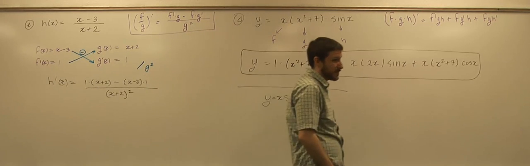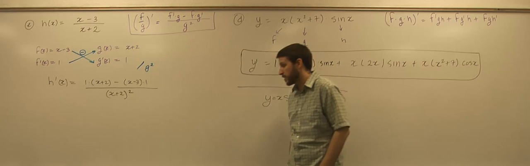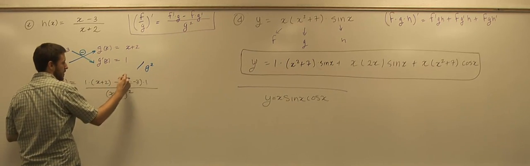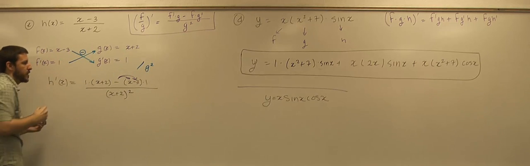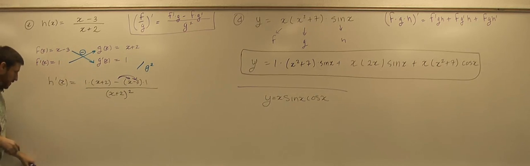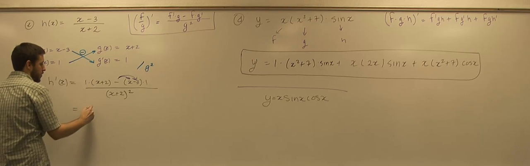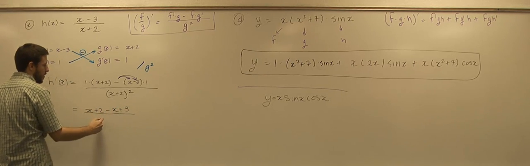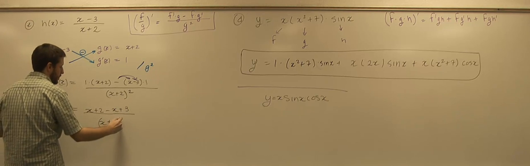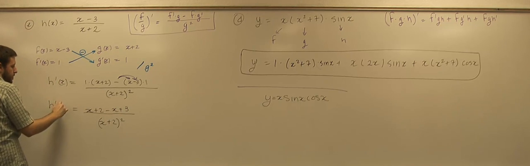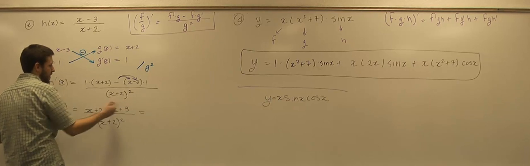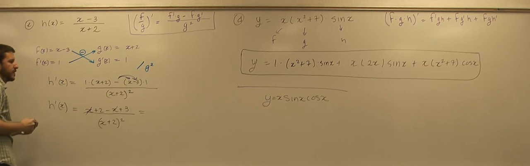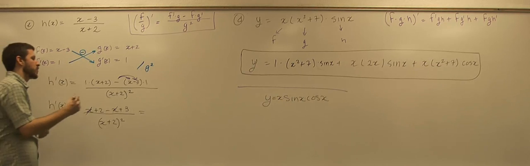Yeah, so this actually simplifies pretty nicely, so I would do the algebra here. Right, this negative gets distributed. The 1 doesn't do squat. So this will become x plus 2 minus x plus 3 all over x plus 2 squared. Because 1x is positive and 1x is negative, they fight to the death. 5 over x plus 2 squared.